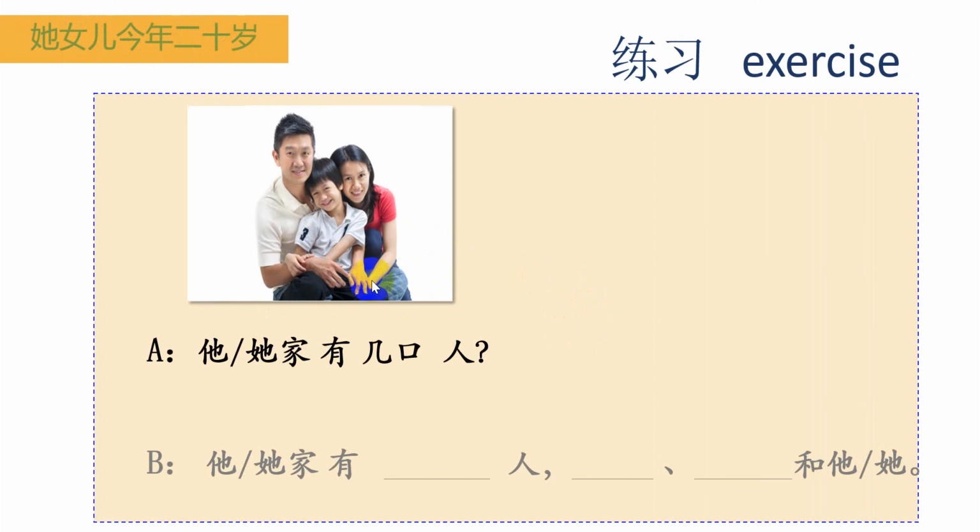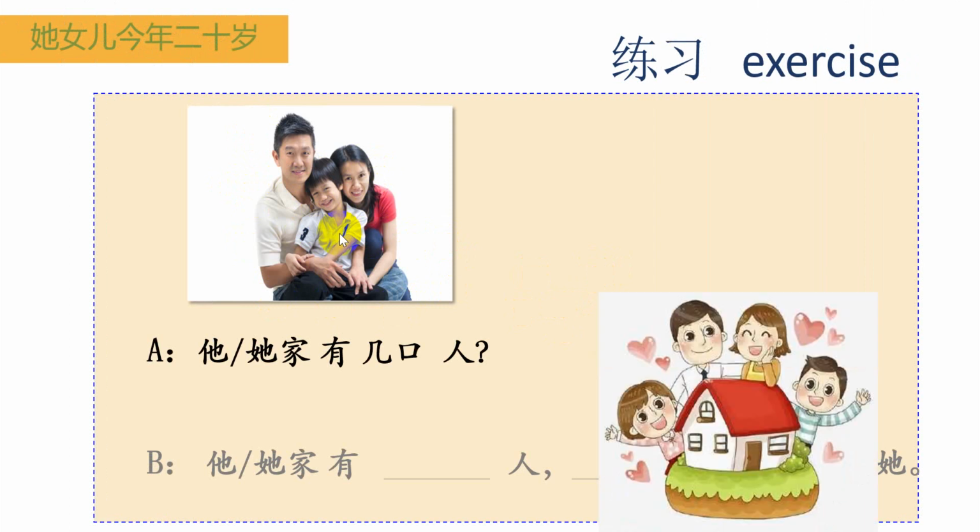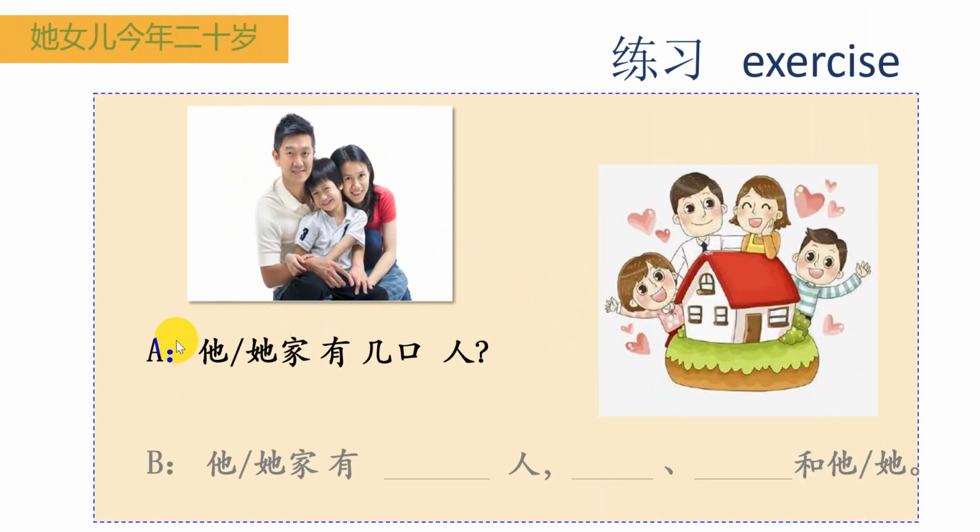So, okay, now we can see this picture first. Now maybe for his family, 他家有3口人，爸爸妈妈和他. Okay, now this picture, if I want to know this girl's family, 他家有几口人? Now we can have a try to practice 他家有几口人. Can you tell me?